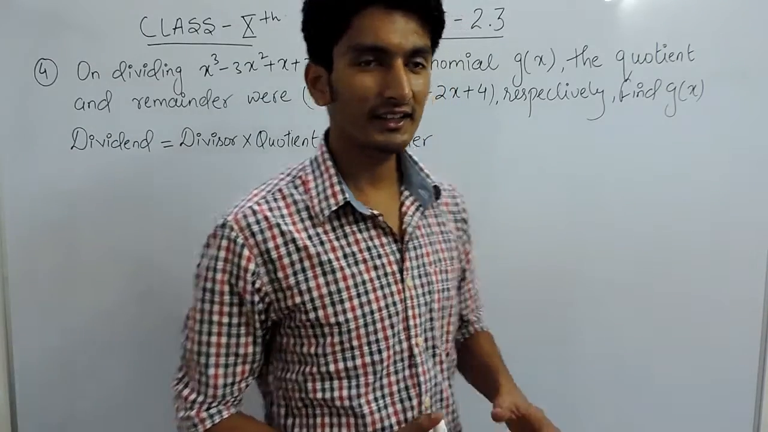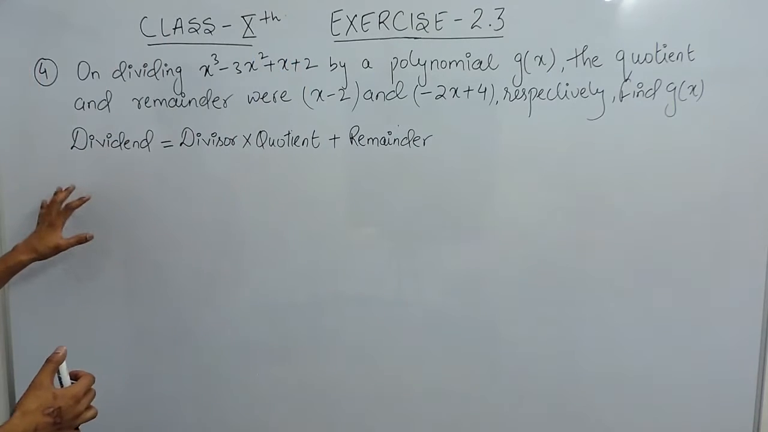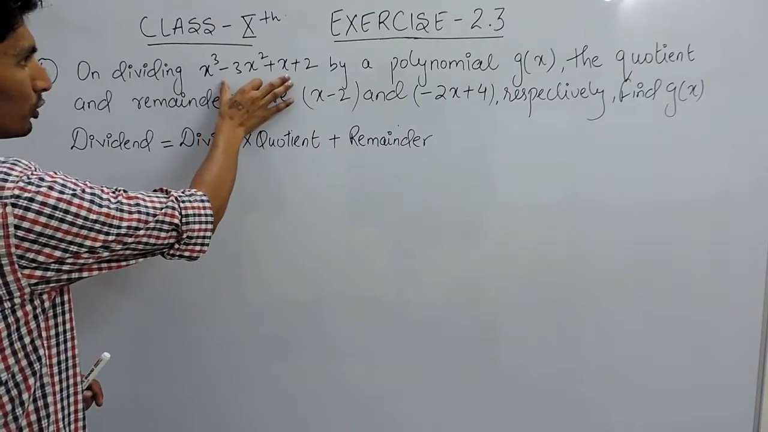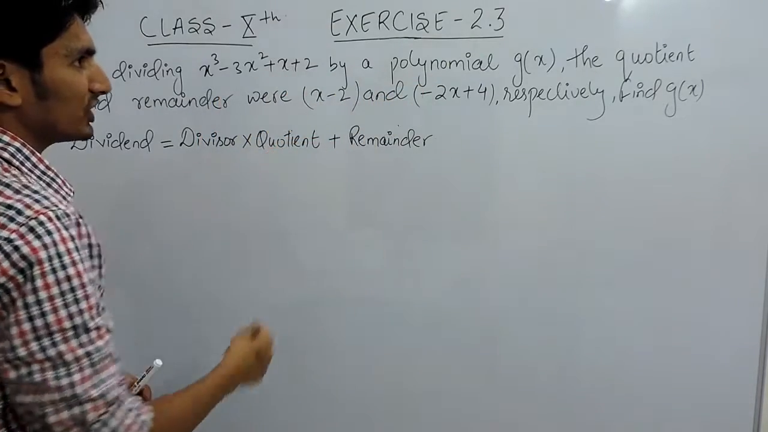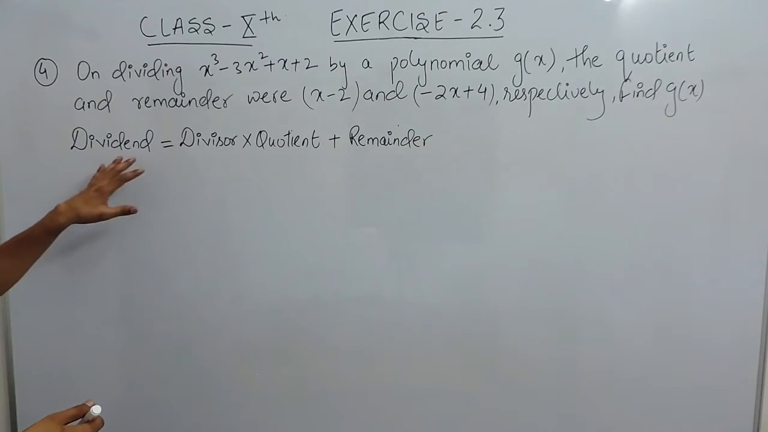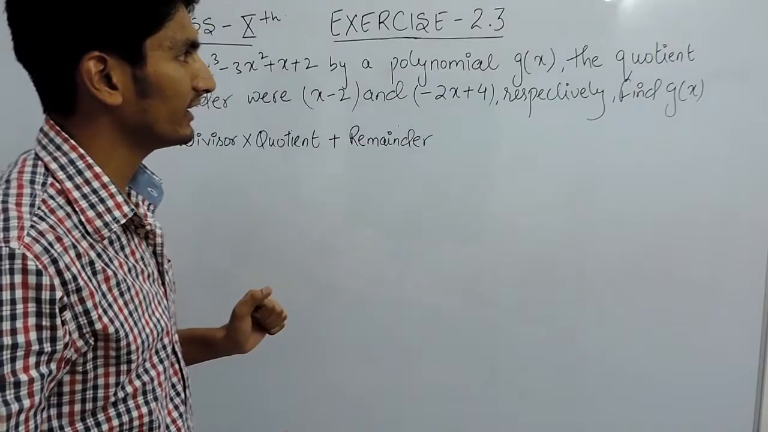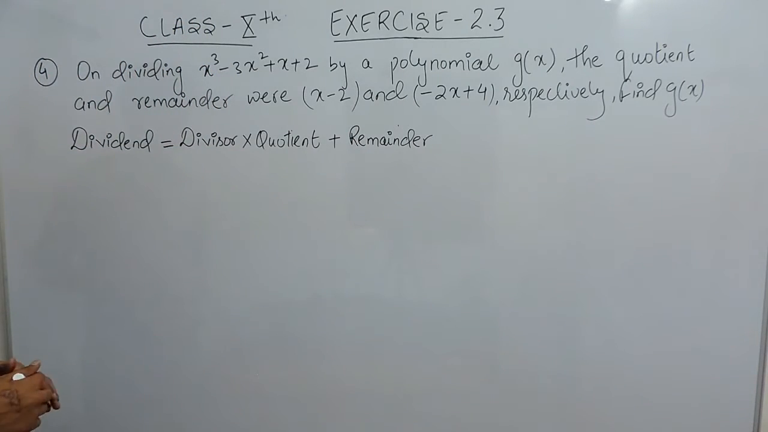Hello everyone, in this video we are going to solve question number 4 of exercise 2.3. In this question you are given that on dividing this polynomial by a polynomial gx, the quotient and the remainder were this and this respectively. You have to find the gx.